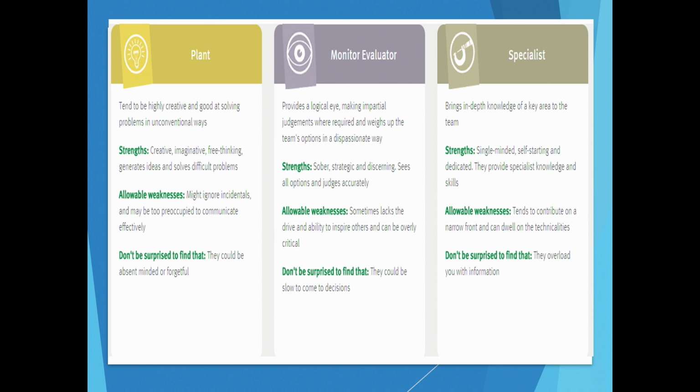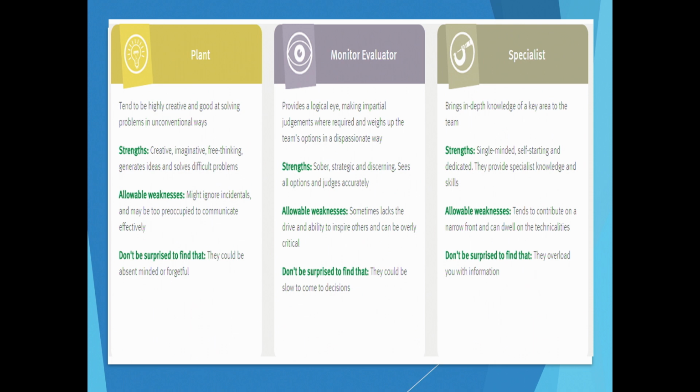They provide a logical eye, making impartial judgments where required, and weigh up the team's options in a dispassionate way. I would often think of this role as a judge, the financial controller who's weighing it up and saying, oh gosh, no, best not buy that piece of equipment because it'll take 5 years to pay back. It'll have to be out all the time, and the maintenance, and that'll have to be out with a driver, et cetera. And so they'll go through every aspect of it. They're not someone who'll just make a snap decision on it. They will want to know every detail.